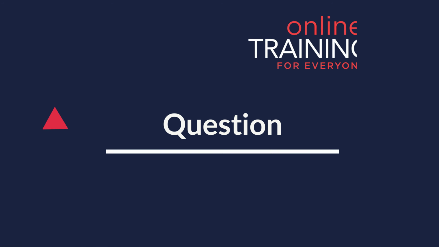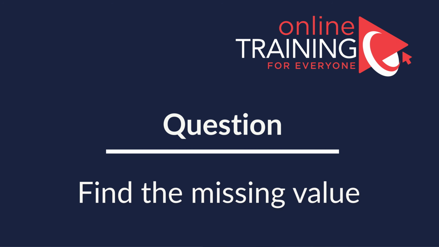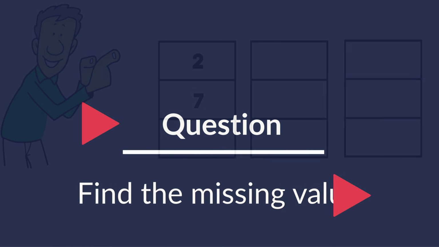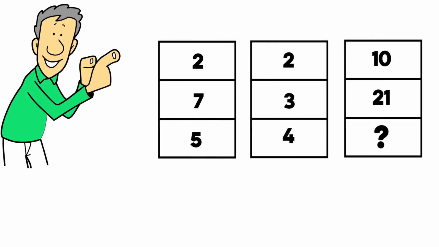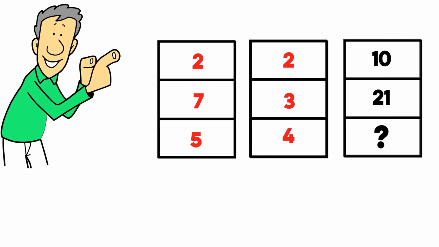I'm extremely excited to share with you the question that tests your pattern recognition skills. You're presented with 3 columns. Each column has 3 numbers. In the first column, we see numbers 2, 7, 5. In the second, middle column, we see numbers 2, 3, and 4. And in the last, rightmost column, column number 3, we see numbers 10, 21, and then 1 number missing.